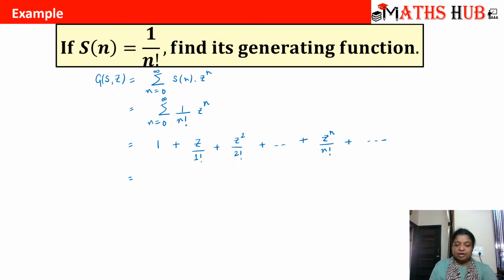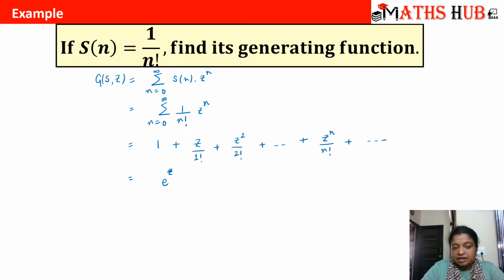So if you remember your basic maths, this is the expansion for e raised to power z, right? That means whenever the sequence is 1 by n factorial, we will get our generating function as e raised to power z, right? So at the end, we will prepare a table where we will write the sequence on the left hand side and we will write its generating function on the right hand side, right? So this is the first example that we have done on generating function.